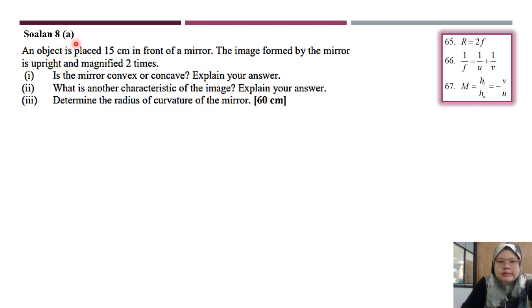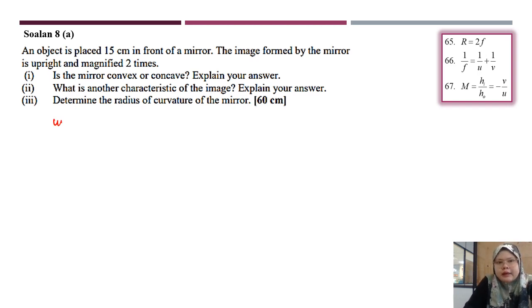Okay, next question is 8A. An object is placed 15 cm in front of the mirror. The image formed by the mirror is upright and magnified 2 times. So dia tanya, is the mirror convex or concave? Explain your answer. Okay, so awak kena faham kat sini.